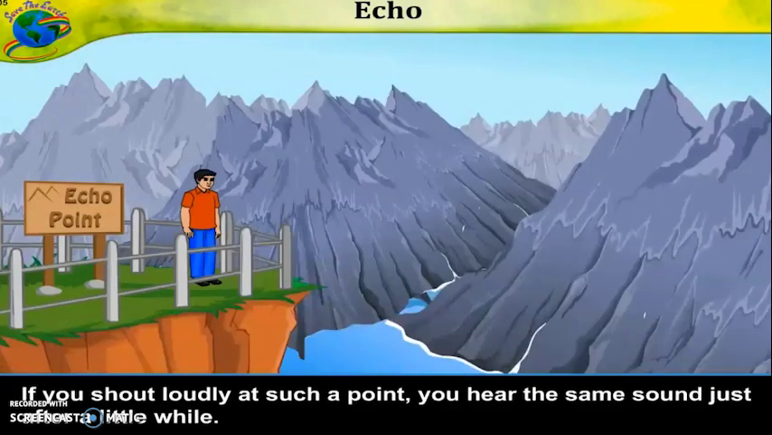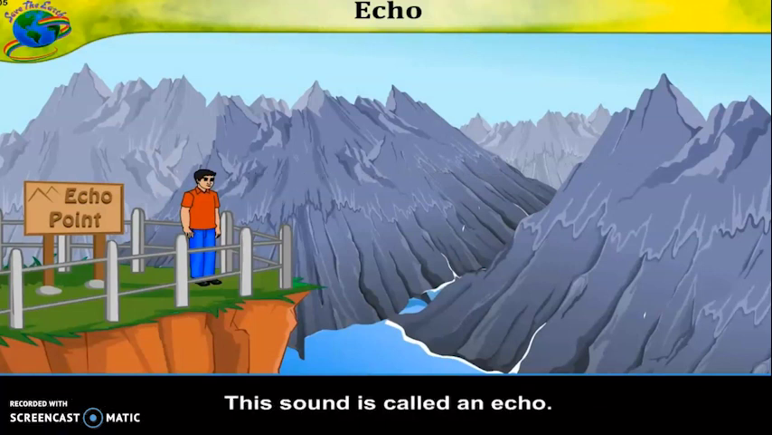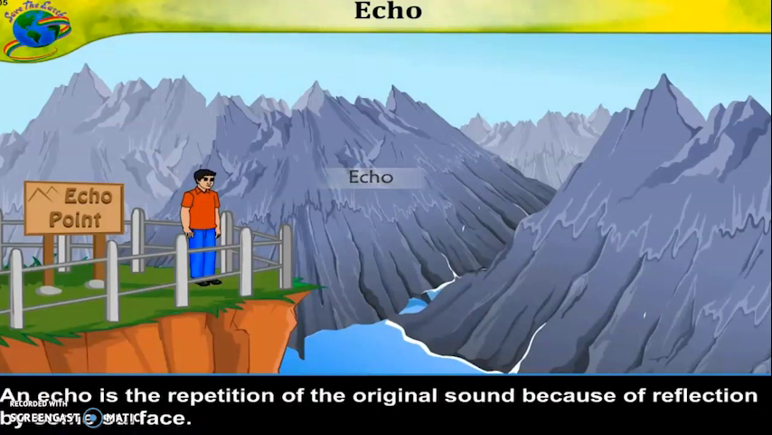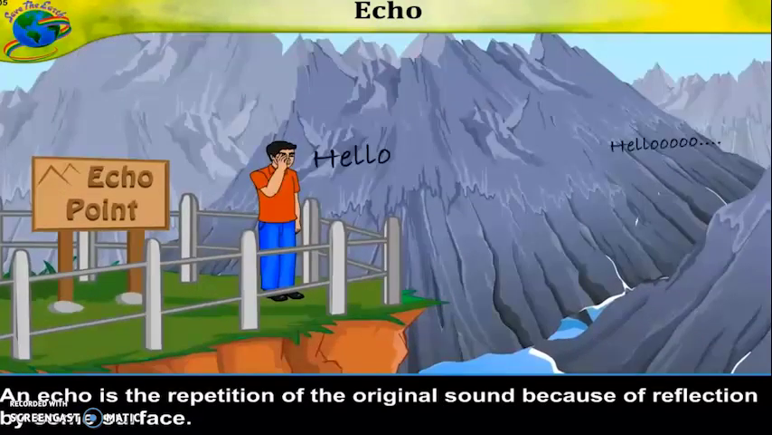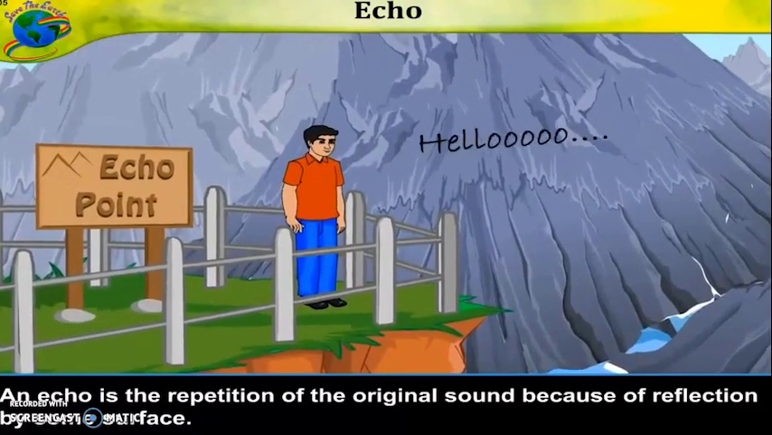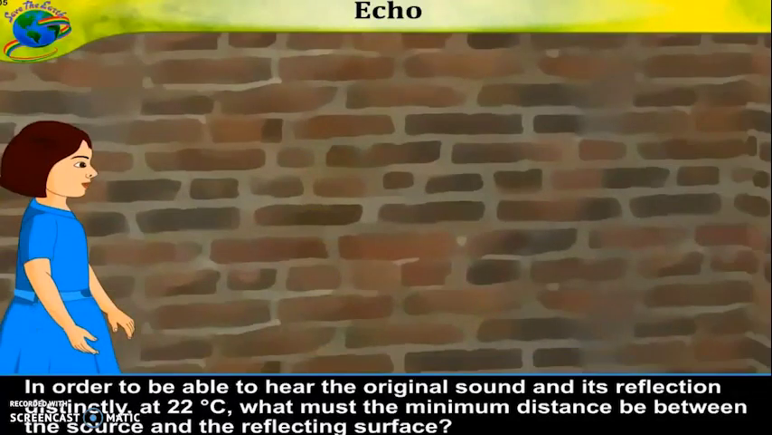If you shout loudly at such a point, you hear the same sound just after a little while. See that sound which is reflecting back after a while. This is called an echo. An echo is a repetition of the original sound because of the reflection of some surface.